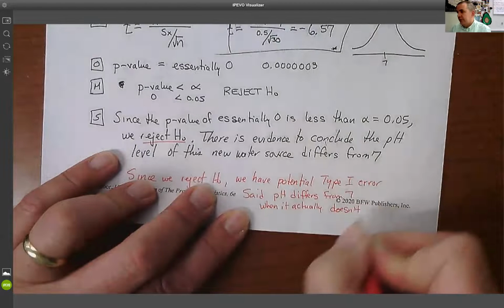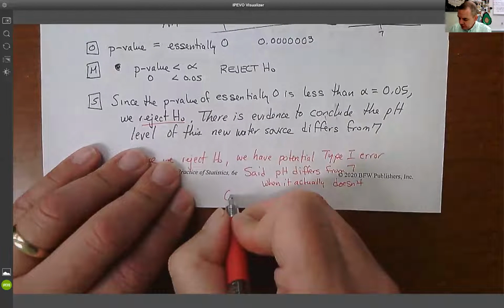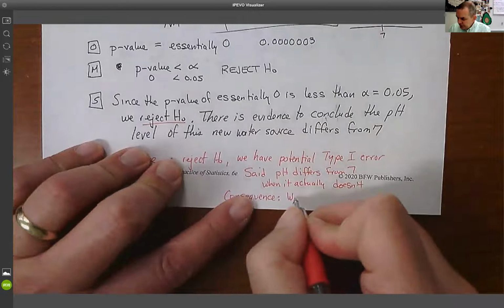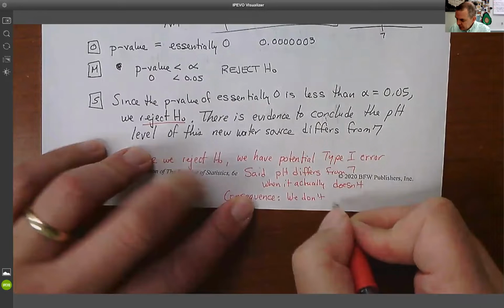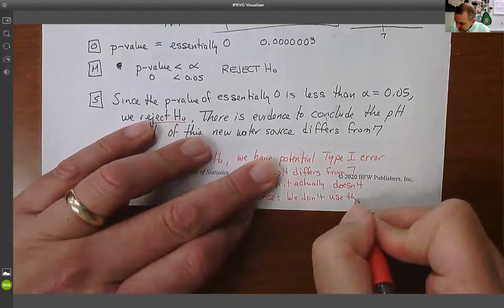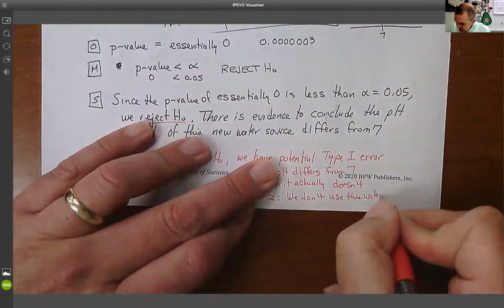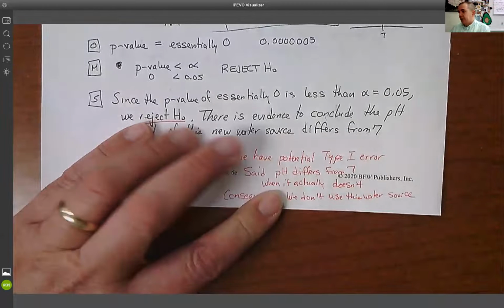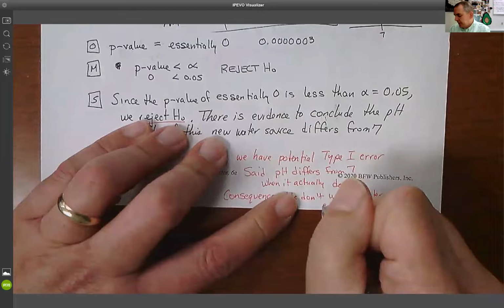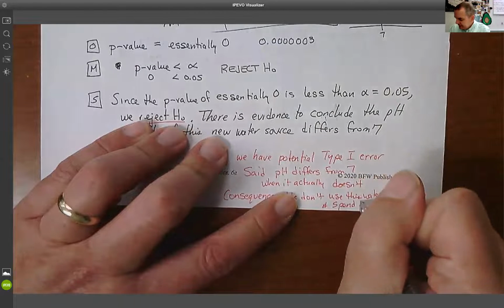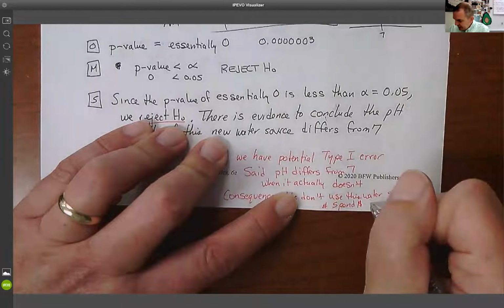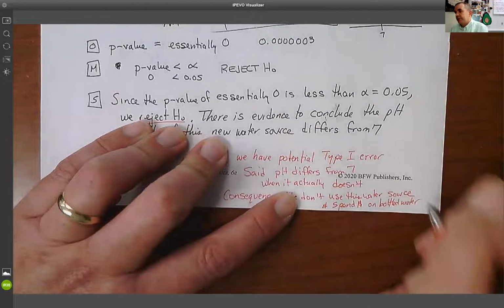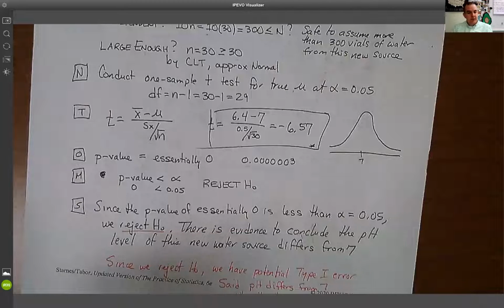And a consequence of this, if we want to think about a good consequence to describe in this one, is we don't use this water source. And maybe we spend money on bottled water instead. So what we're doing is we're wasting money. So that's our type 1 error.